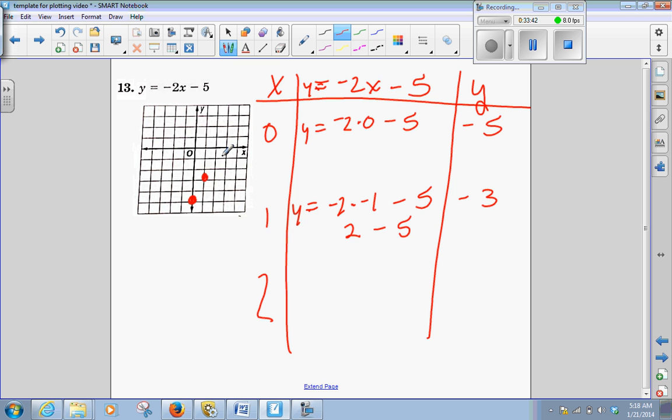And last but not least, I've got y equals negative 2 times, I just picked 2 this time just for something different. So negative 2 times a positive 2 would be a negative 4. Minus 5 is going to be a negative 9. So I would go over 2, because it's a positive 2, negative 9. So I go over 2 and then down 1, 2, 3, 4, 5, 6, 7, 8, 9. Which means I did something wrong.